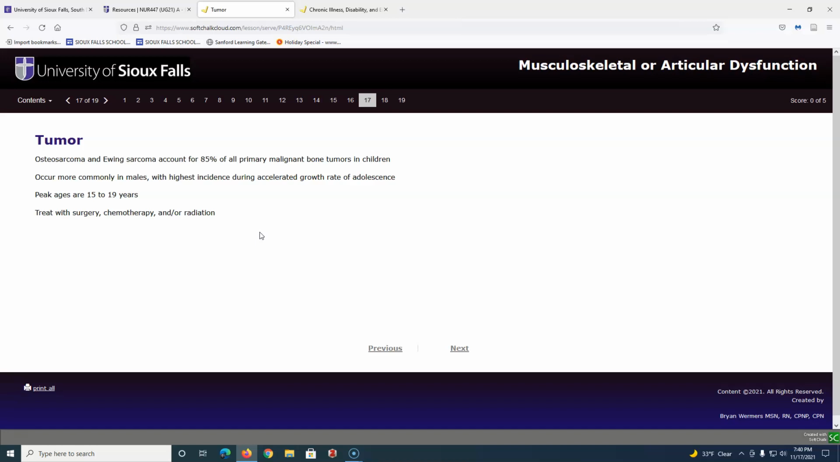They tend to be male, especially in high rates of growth. So adolescence is one of those times that we see it the most. For this, we can maybe do surgery and cut it out, cut around it. We can do chemotherapy. We can do radiation. Rarely we have to amputate, but it is a possibility.